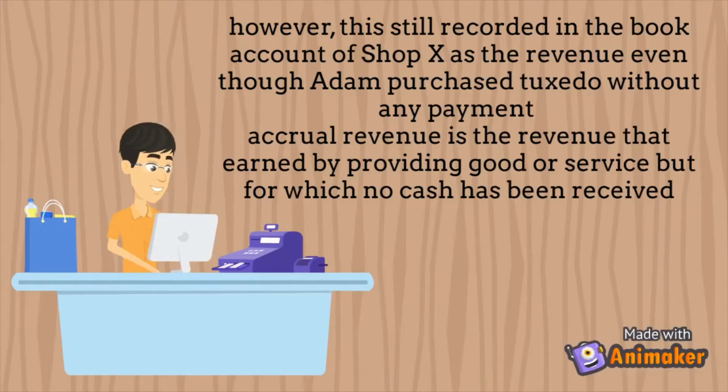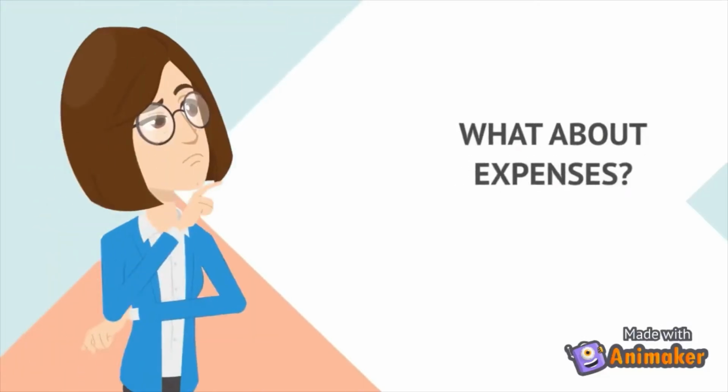However, this is still recorded in the books of ShopX as revenue even though Adam purchased the tuxedo without any payment, because accrual revenue is the revenue that is earned by providing goods or services, but for which no cash has been received. What about expenses?